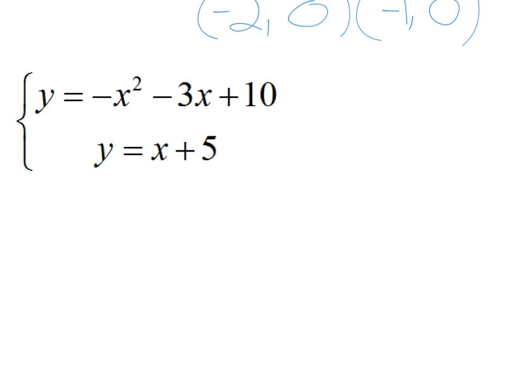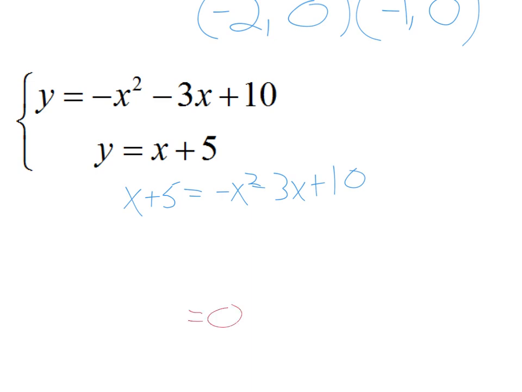We'll set these equal to each other. X plus 5 equals negative x squared minus 3x plus 10. Again, if you had these flip-flopped as far as what side of the equal sign they're on, it doesn't matter. The whole idea of an equal sign is that the left side is the exact same as the right.